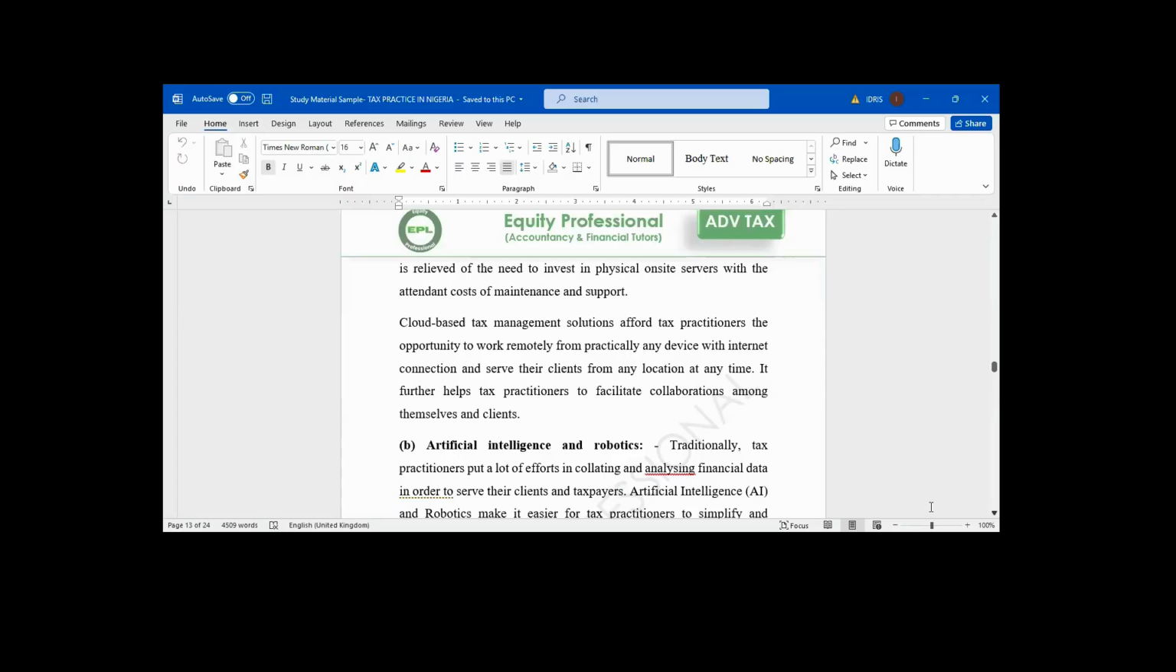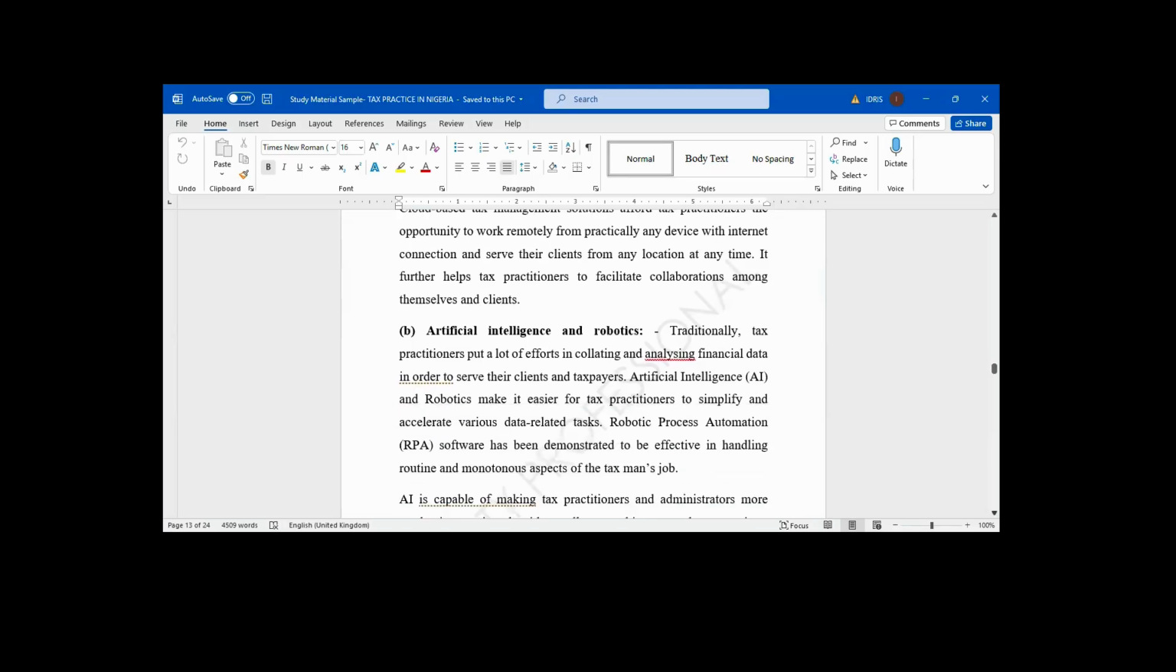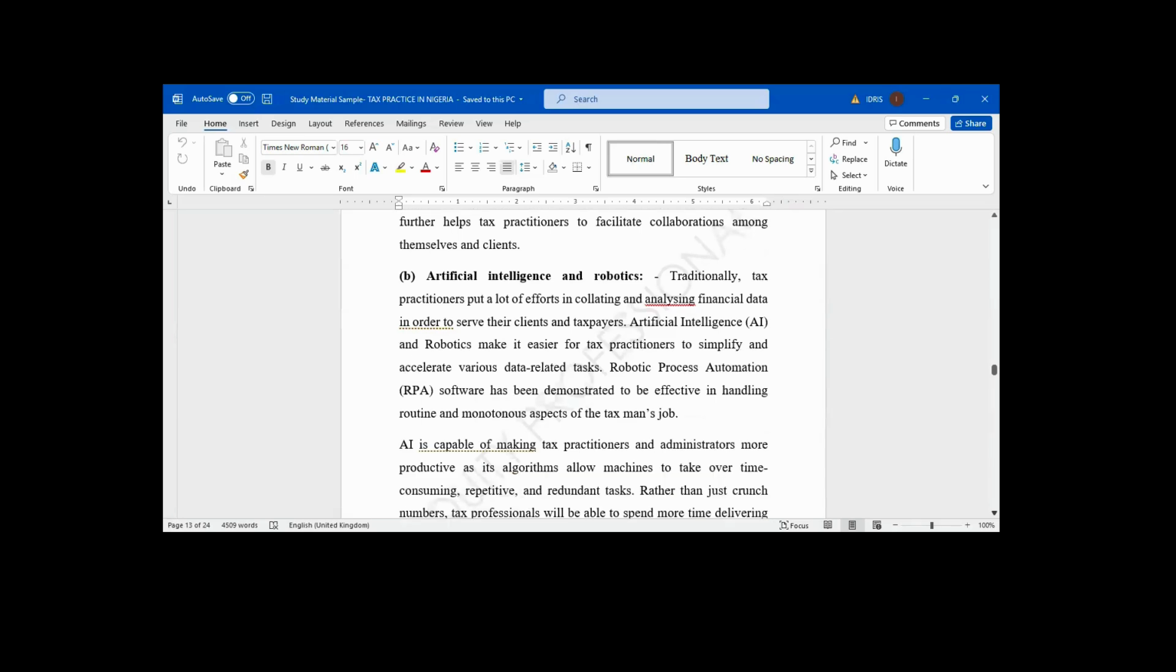Cloud computing technology. The second technology disrupting the tax industry is called artificial intelligence and robotics. Artificial intelligence and what? Robotics. The tax authority makes use of it. How does it work? It works through the tool called robotic process automation software, RPA software.